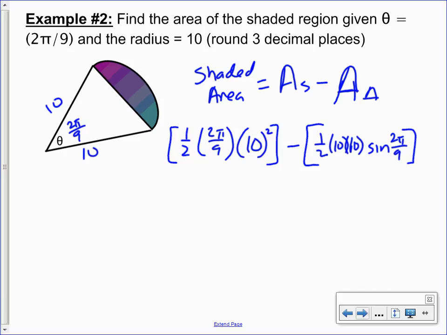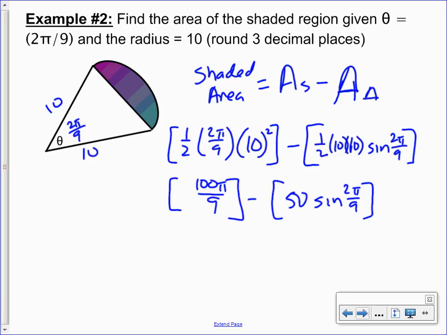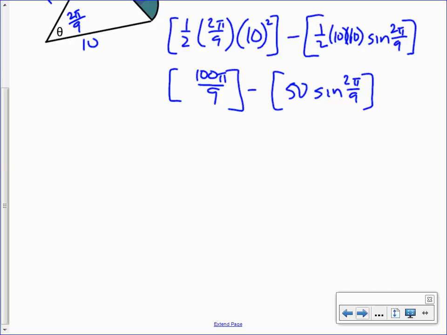And if it wants the exact answer, then just simplify what's inside. So the 2 divides the 2 out, so it'd just be 100 pi over 9 minus 50, this 100 times half, sine 2 pi over 9. And that would be an acceptable exact answer. And then you can always just plug it in. Give me the estimated answer.